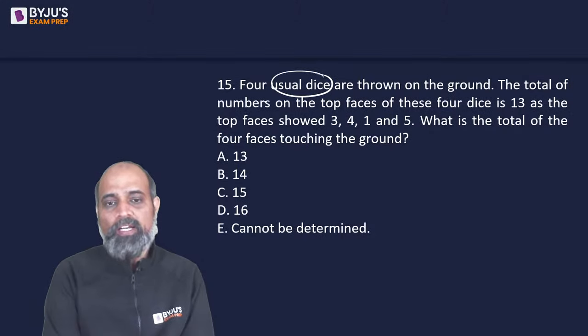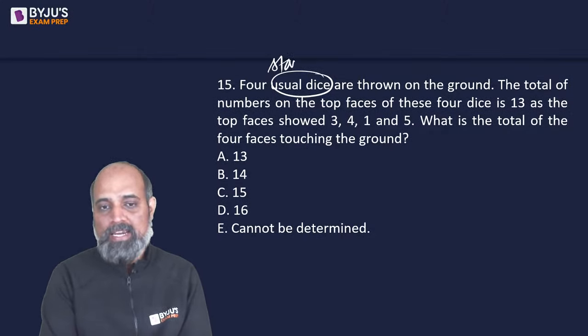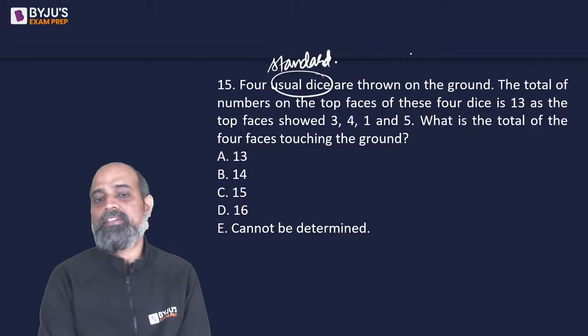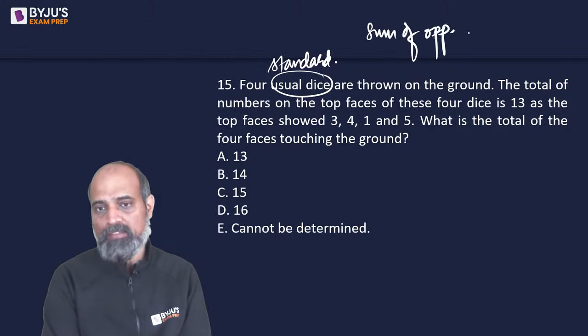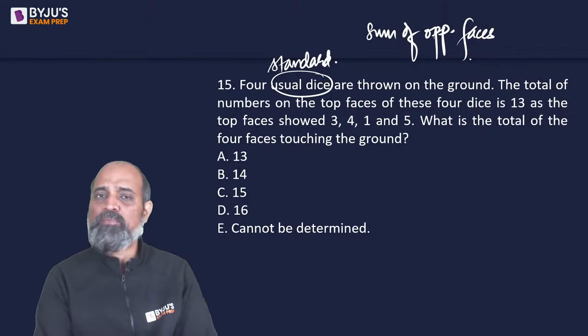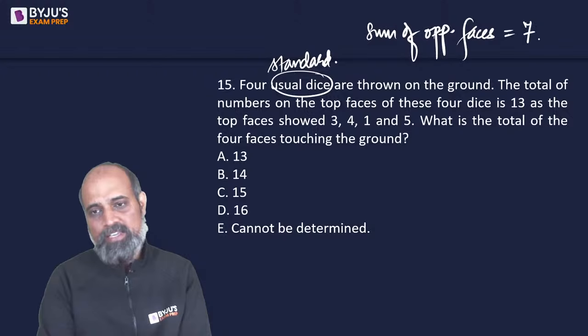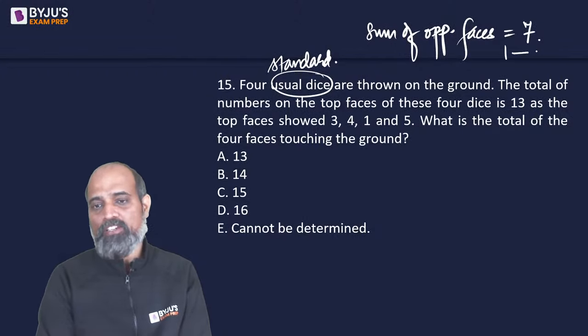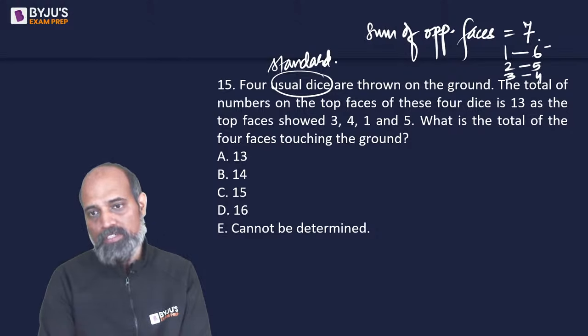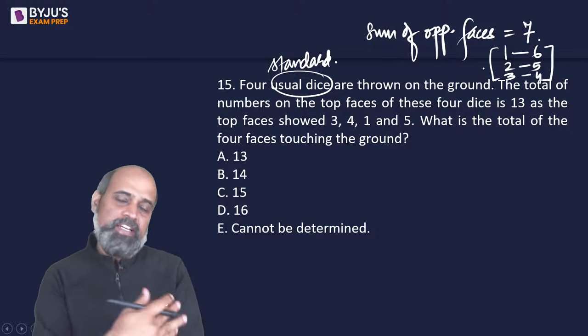So usual dice, or also known as standard dice, is a dice where the sum of opposite faces, as in the sum of numbers written on opposite faces, is 7. यानी 1 के ऑपोजिट 6 होता है, 2 के ऑपोजिट 5 और 3 के ऑपोजिट 4. ये स्टैंडर्ड है, hence known as standard or the usual dice.